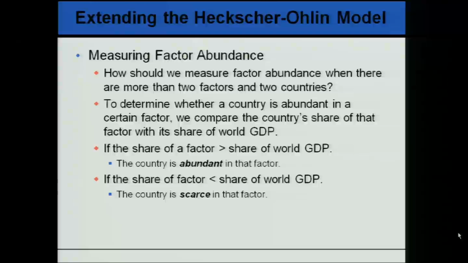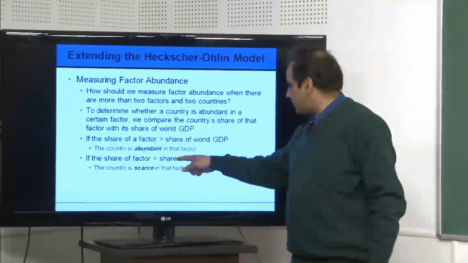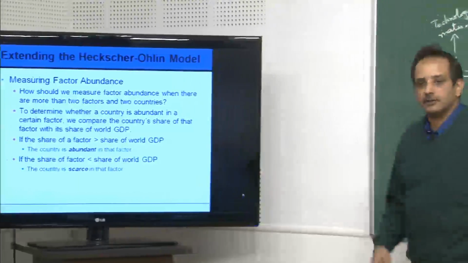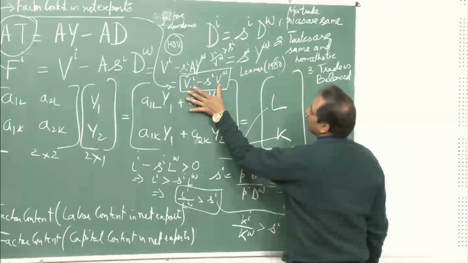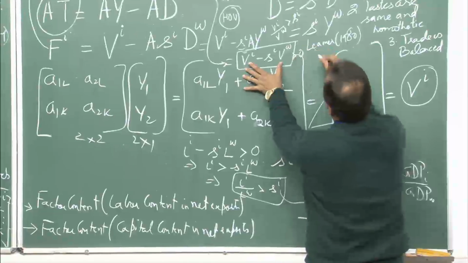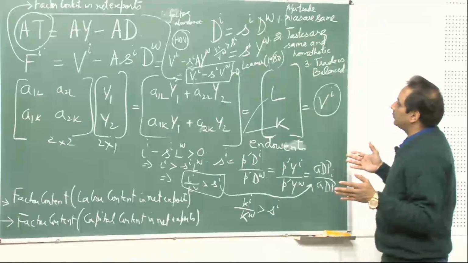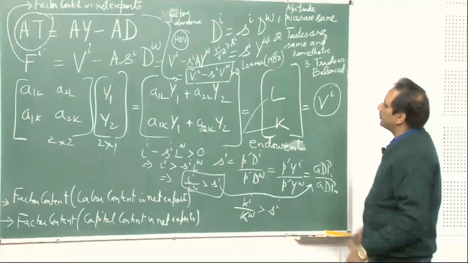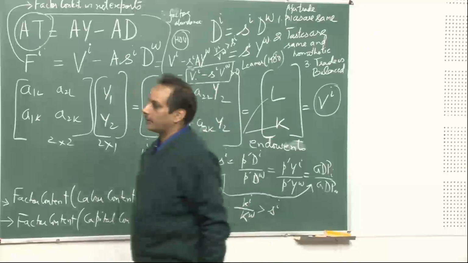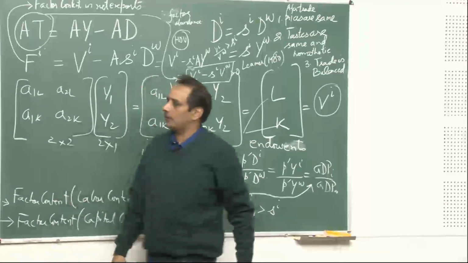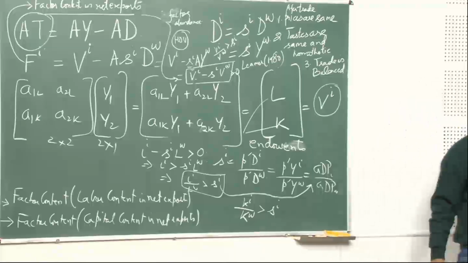So, this is a repetition of how we measure factor abundance. If the share of that factor is greater than the share of world GDP, the country is abundant in that factor. If the share of the factor is less than the share of world GDP, then the country is scarce in that factor. If you look at this equation, if Vi by Vw is greater than Si, its GDP share in world GDP, then you say that a country is abundant in that factor. If it is less, the country is scarce in that factor.